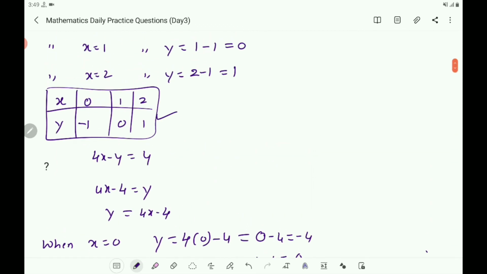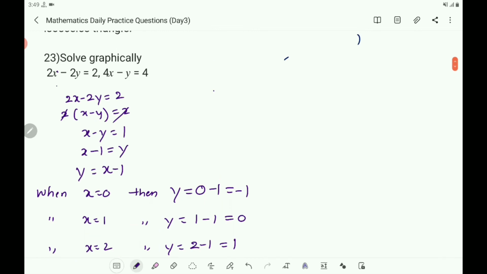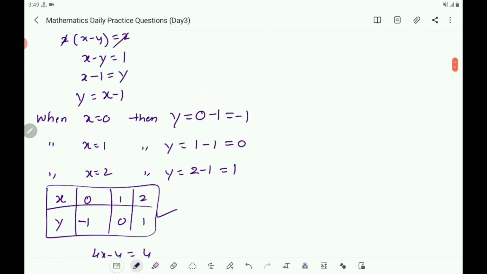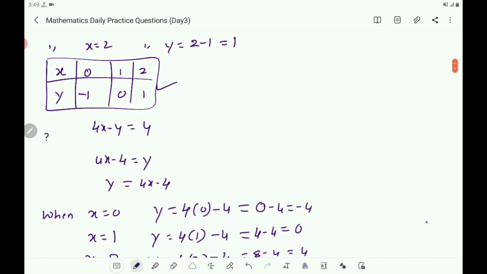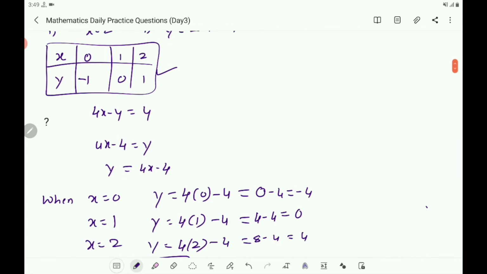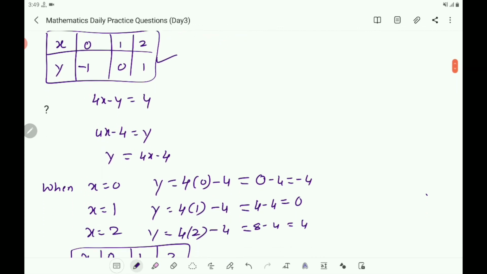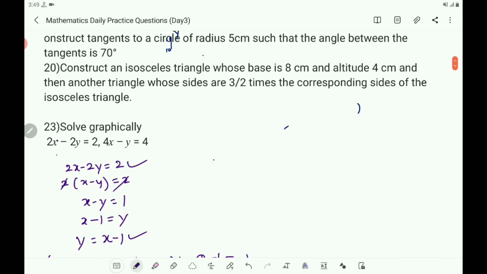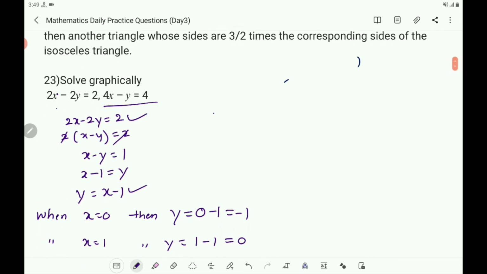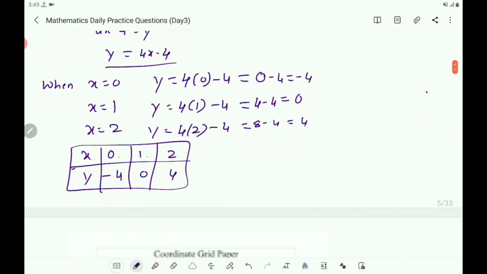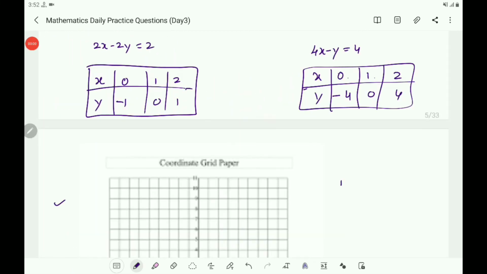In this way you got the first chart for the first linear equation 2x minus 2y equals 2, which is converted as y equals x minus 1, and the second linear equation 4x minus y equals 4, which is converted as y equals 4x minus 4. Now let us come to the graph. Take the coordinates of 2x minus 2y equals 2 and 4x minus y equals 4 and plot the points.